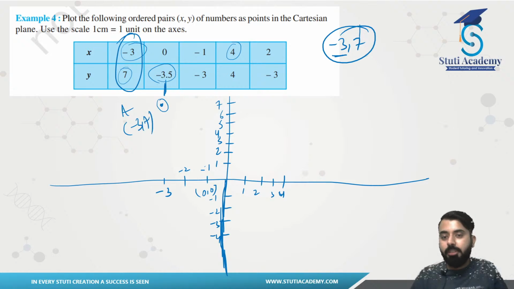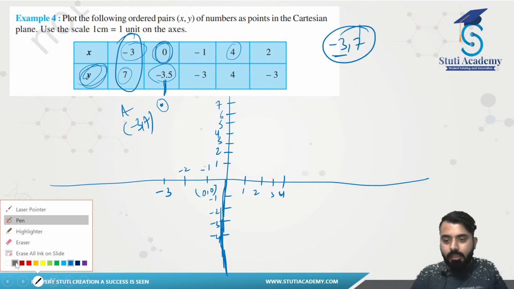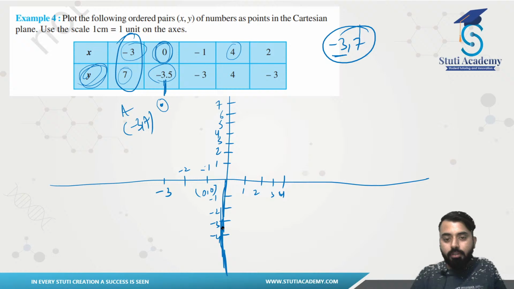Similarly 0, 3.5, you guys see this is 0. That means the point will be lying only on the y-axis and this value is negative. So it will be in the middle of these two. Let me just change the ink here and let's plot it with the black one. So this will be the point right here, this point. Let's say this is the point B, and that will be what? 0, negative 3.5.